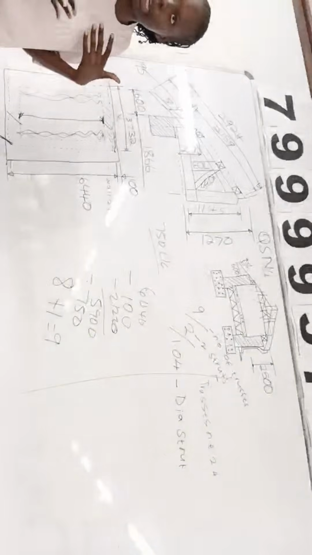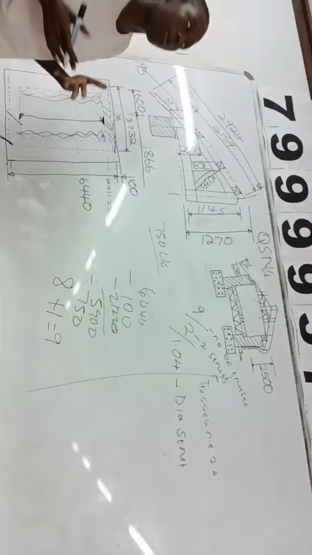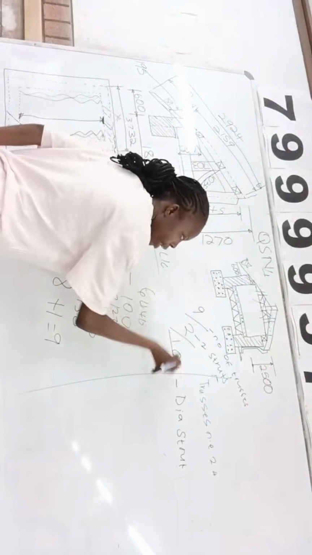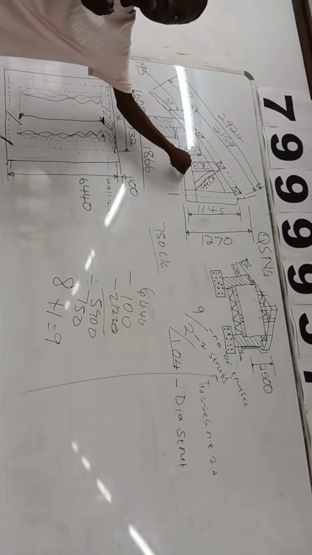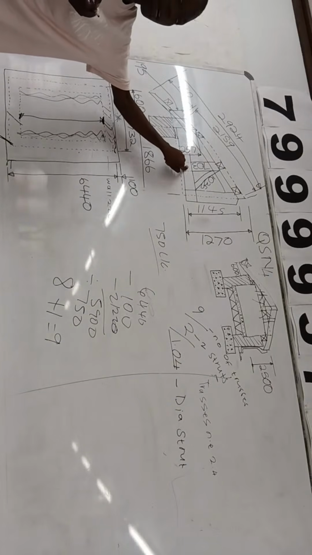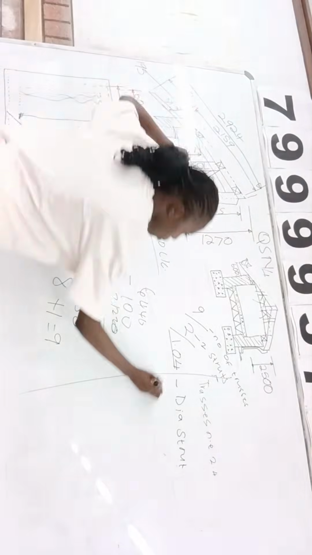If it's a diagonal strut, it's 2 again. Then you multiply by the number of trusses. Then you underline. You come to the next one. Let's check. It's 703. What is this? This is queen post.